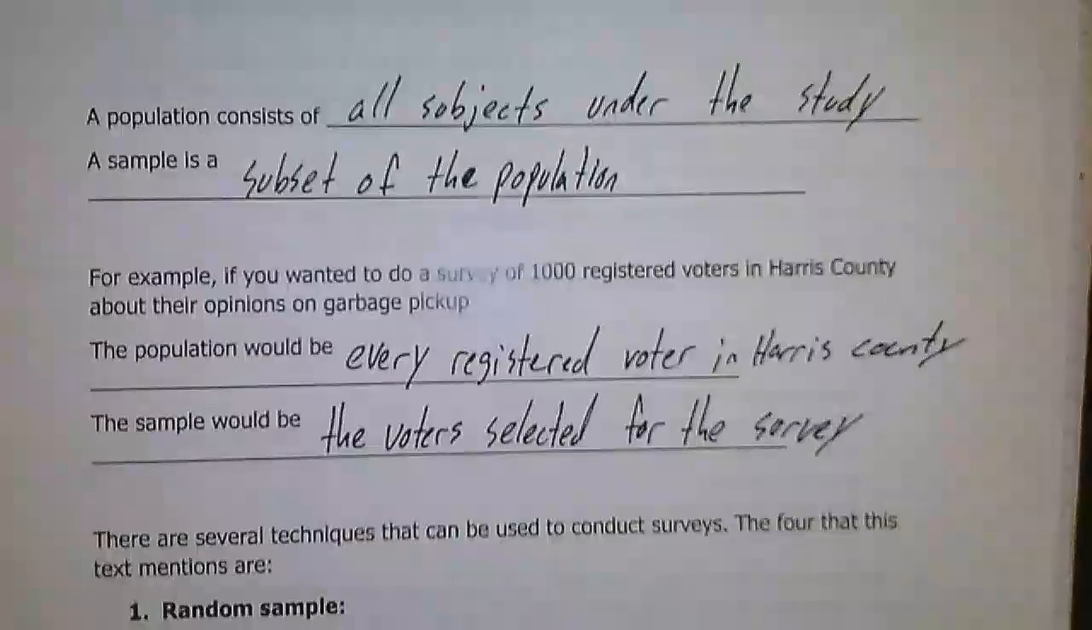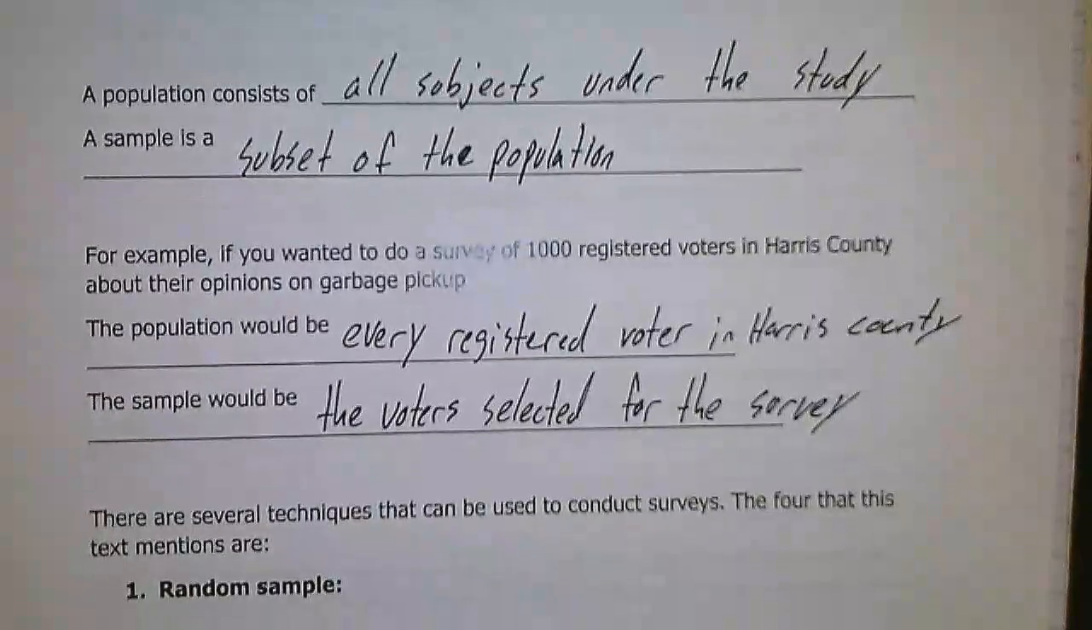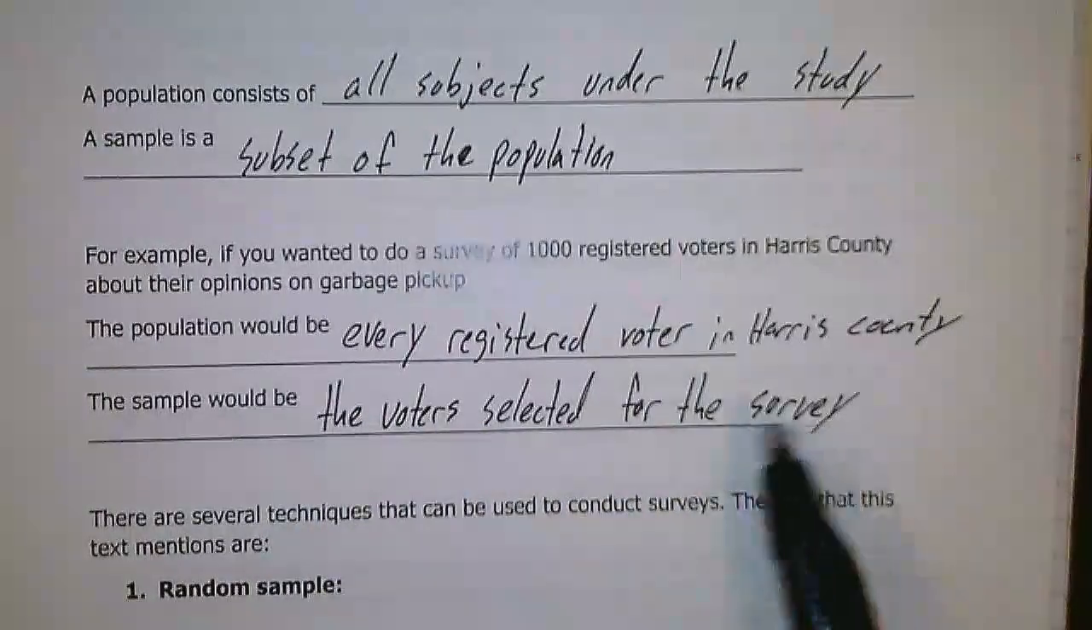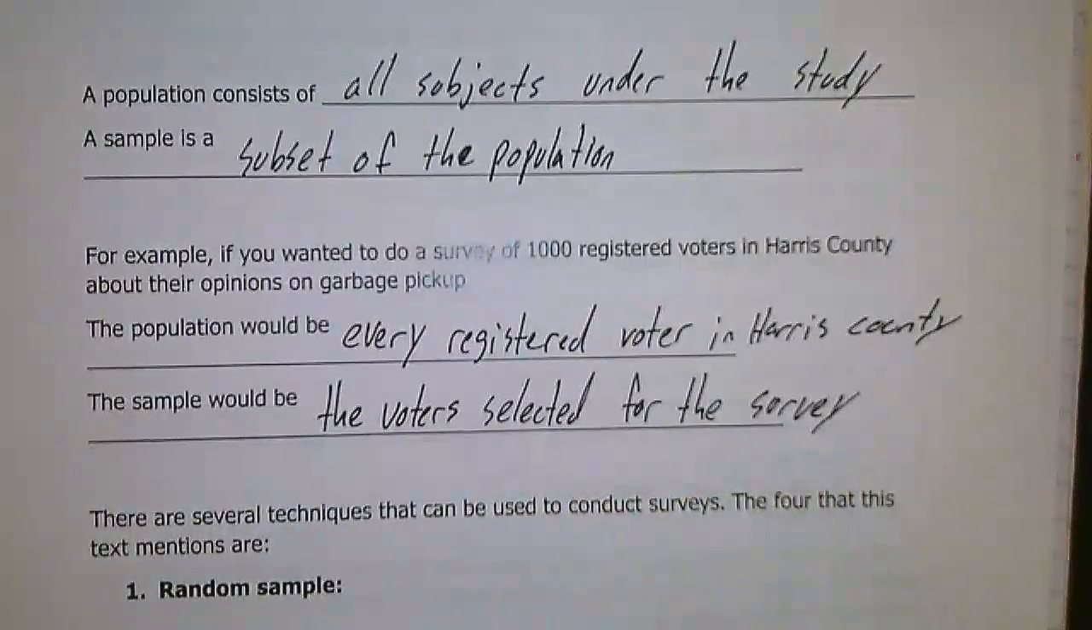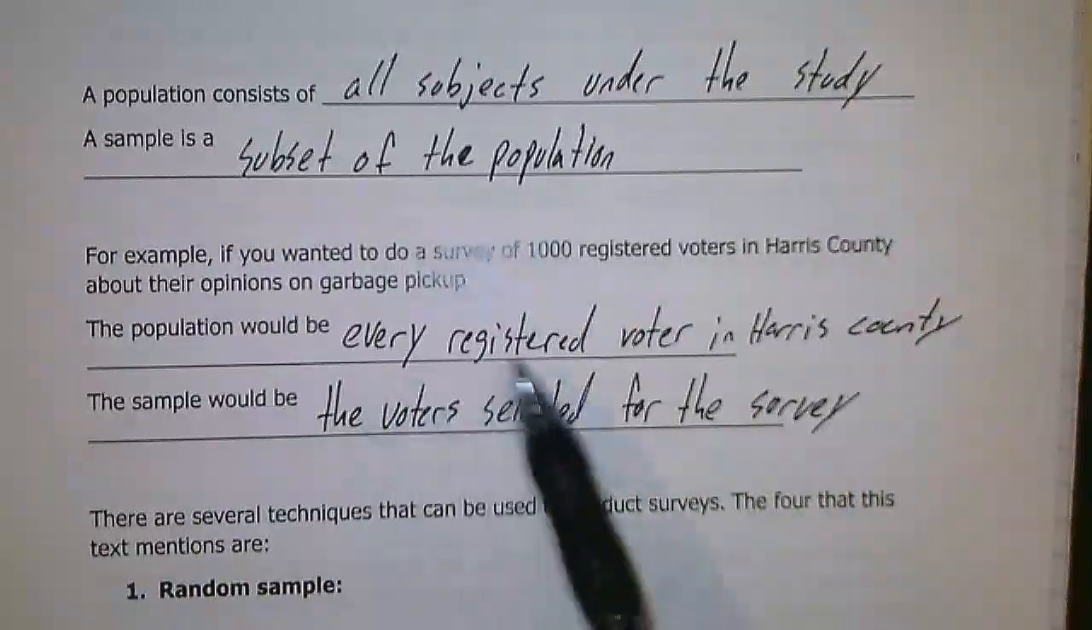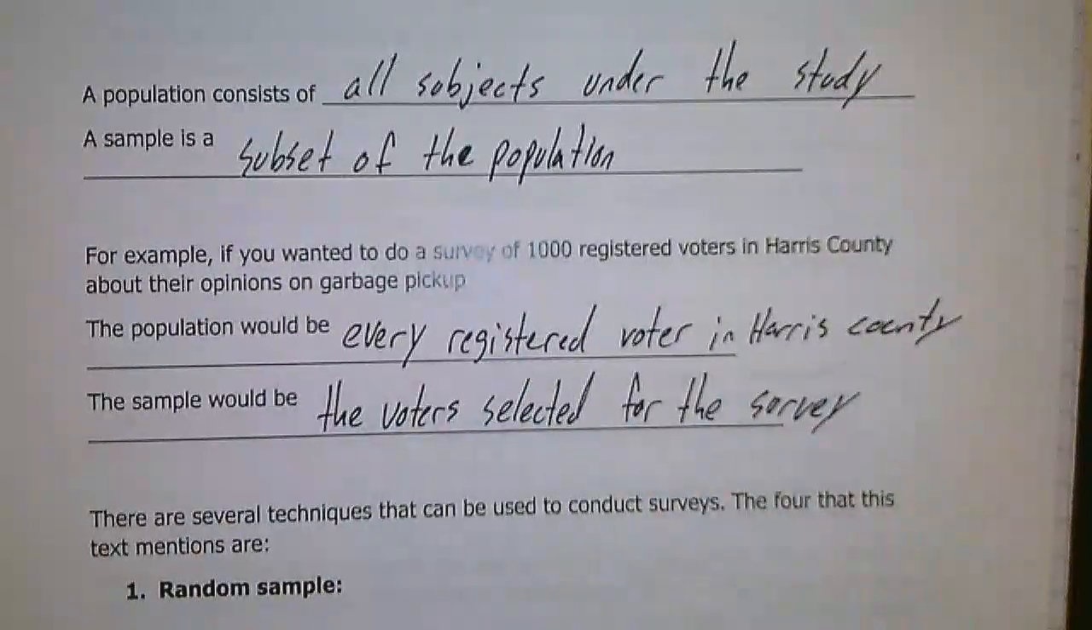And of course, I'll upload this file in the video folder that accompanies this lesson. So the sample are the 1,000 voters that we select for the survey. The population is every registered voter.